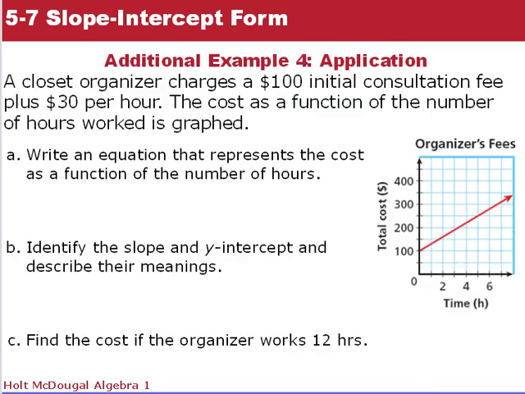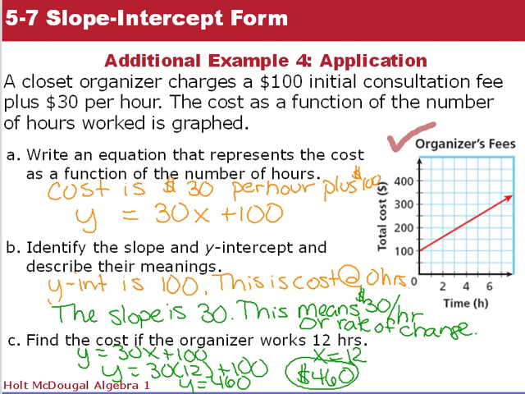Now for an application: a closet organizer charges $100 for an initial consultation fee plus $30 per hour. The cost is a function of the number of hours worked, as graphed, and it's shown right here. Write an equation that represents the cost as a function of the number of hours. So let's take a look at the graph.